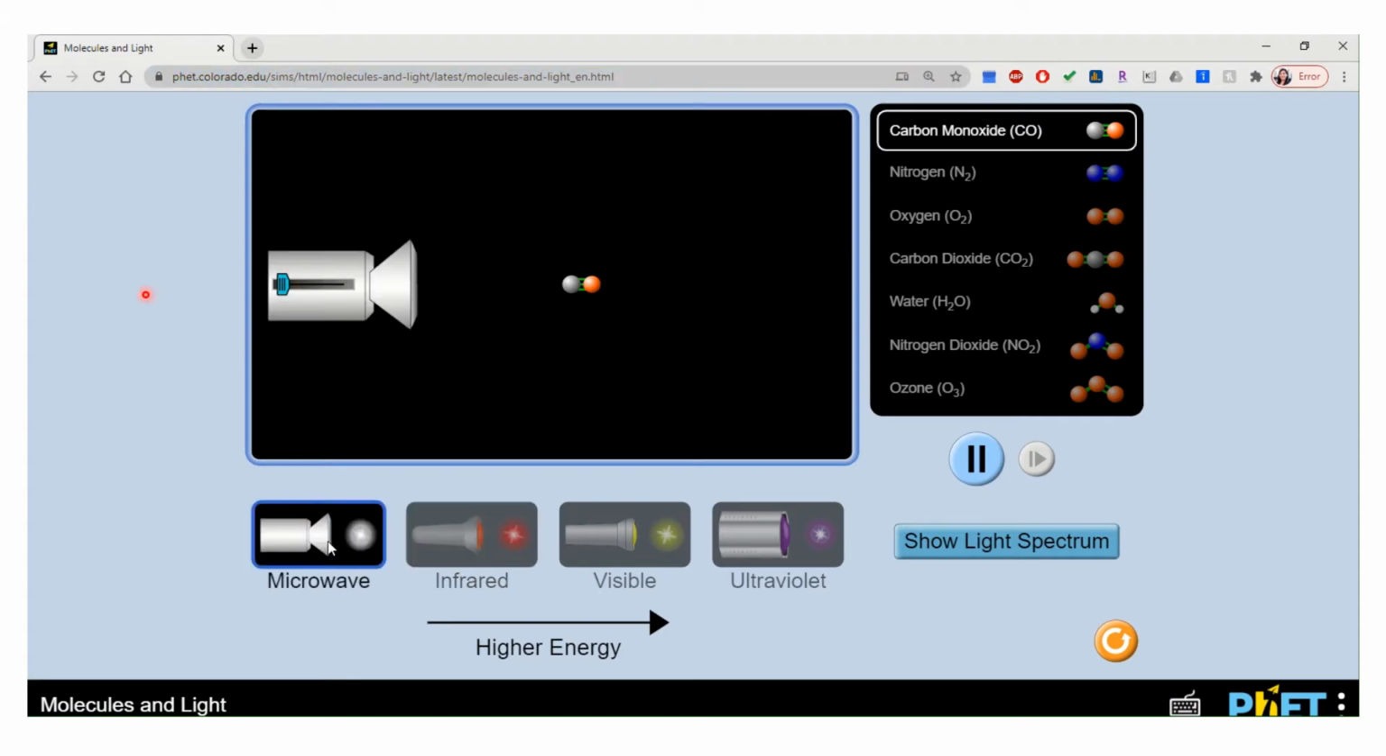So once you open up the simulation, you're going to see here the different types of energy, and here is the list of molecules. So here I'm starting off with a microwave, and the first one on the list, which is carbon monoxide, and then here is the little switch to increase the amount of photons coming out from our little machine. And then you're just going to see what happens to each molecule. So here I'm increasing it. Just keep increasing it until you get to the max, and then after you record your observations, you can move on to the next molecule.